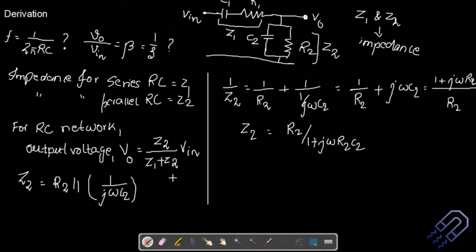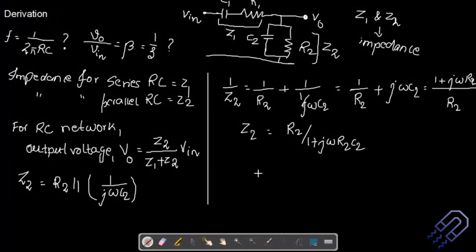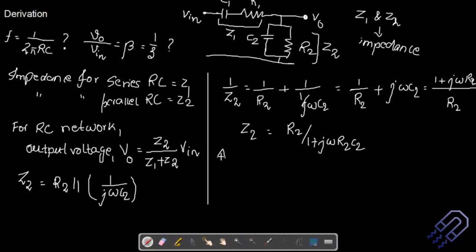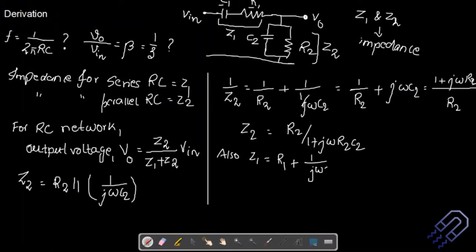So now we know our Z2. Now what we need is Z1, so let's find out Z1 also. Z1 is series: we have got C1 and R1 in series. So I will take the reactance of C1, so it is R1 plus 1 divided by J omega C1. If you simplify this, you can get your result, but let's not do it now. Let me just mark this as number 1 and mark this as number 2.